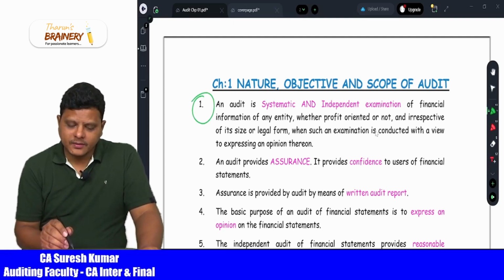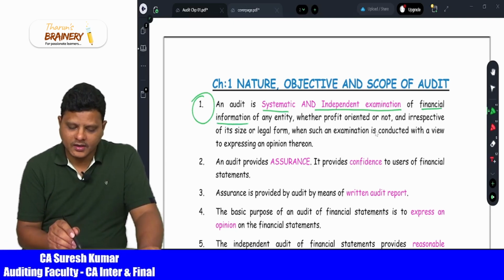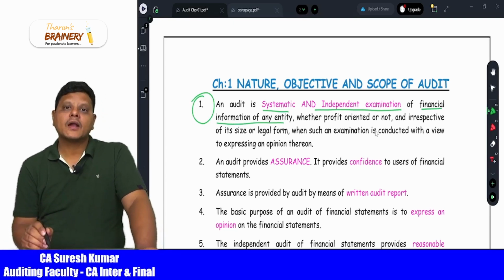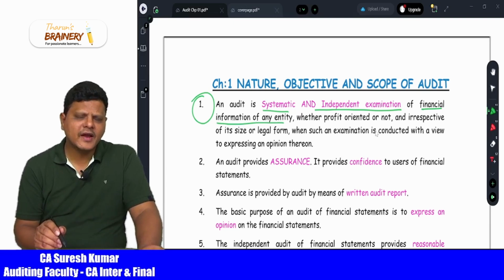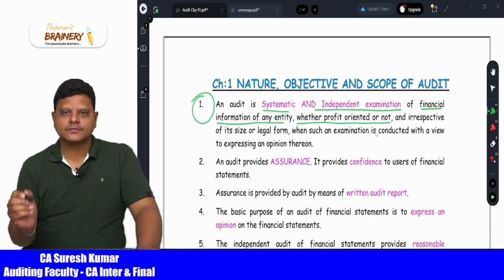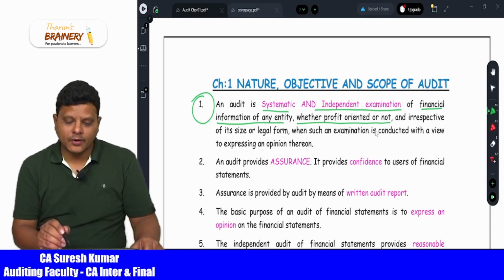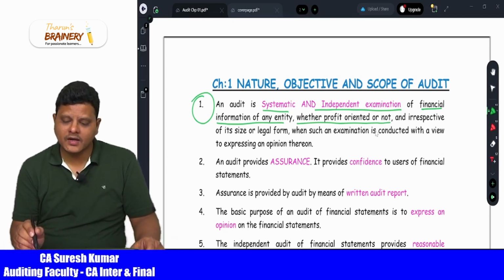An audit is a systematic and independent examination of the financial information of an entity. An entity means any type of entity, whether profit oriented or not. Now let me give the clarification for this particular point very clearly. The point says an audit is a systematic and independent examination.